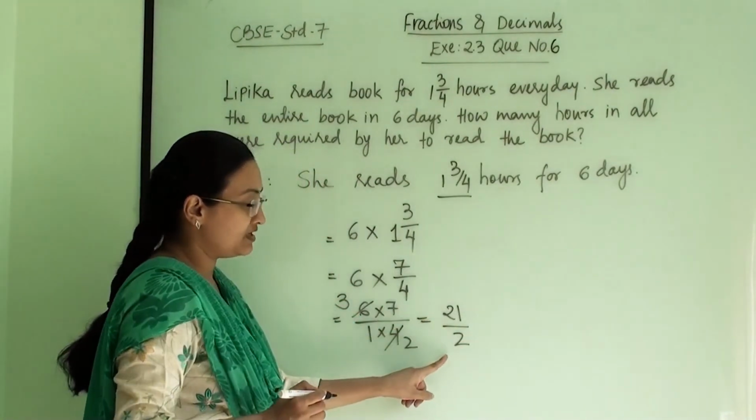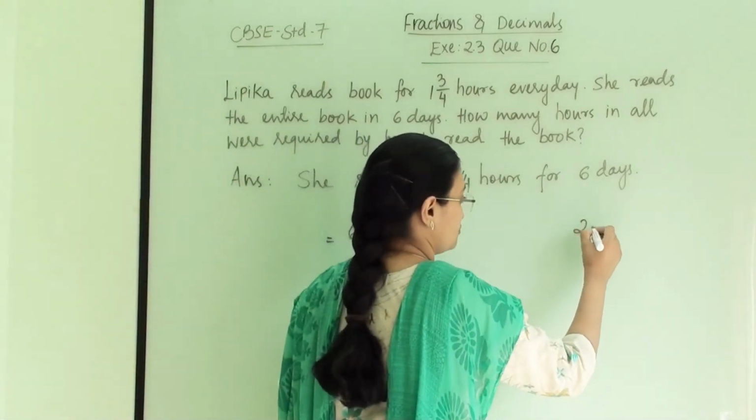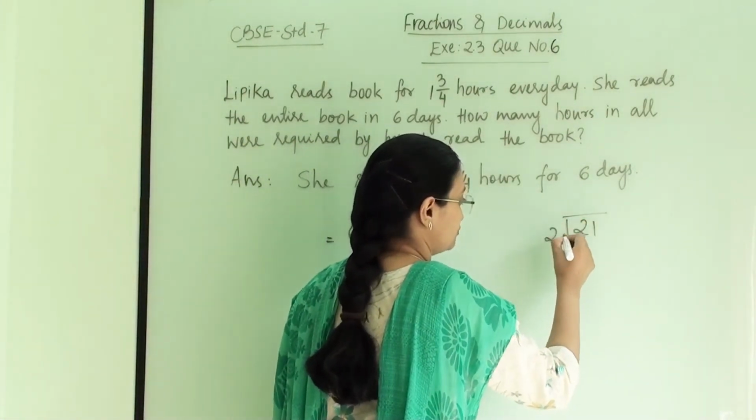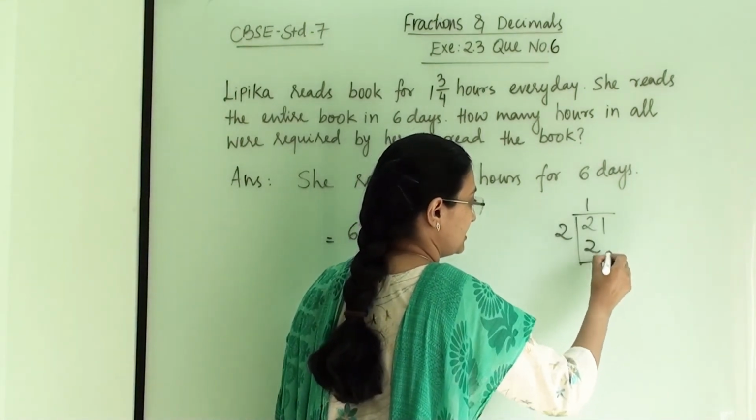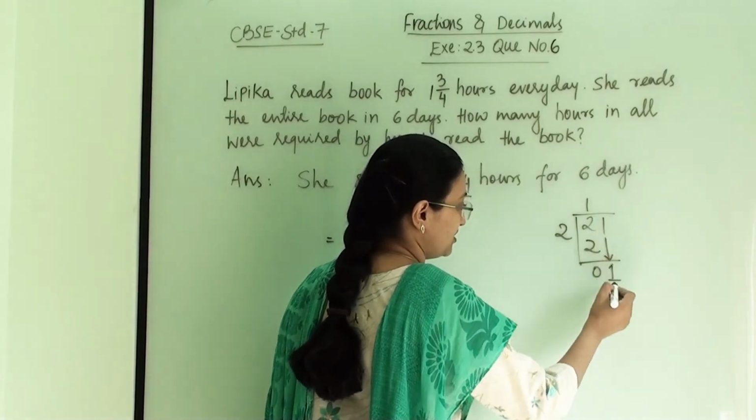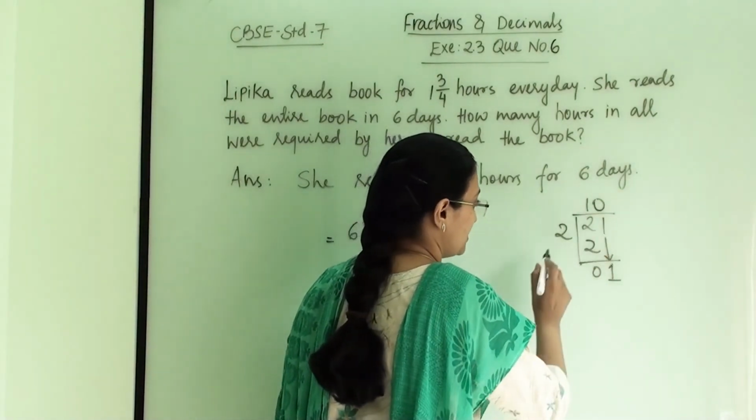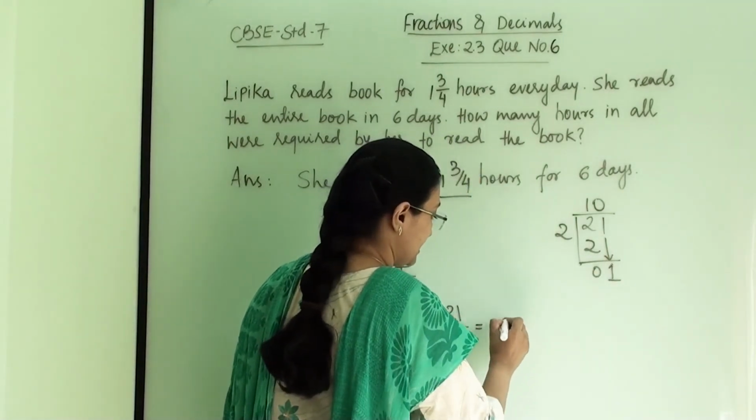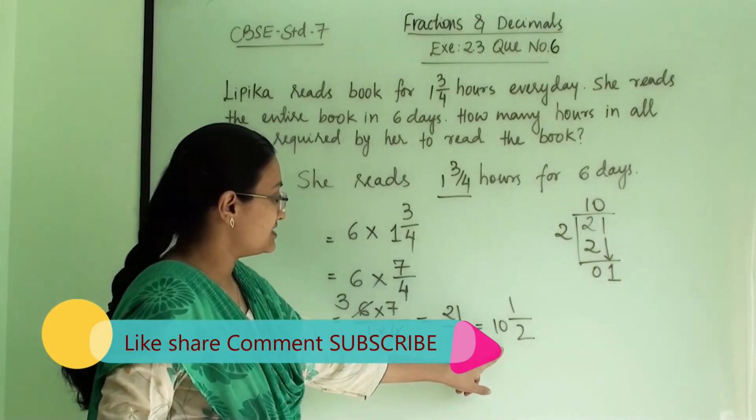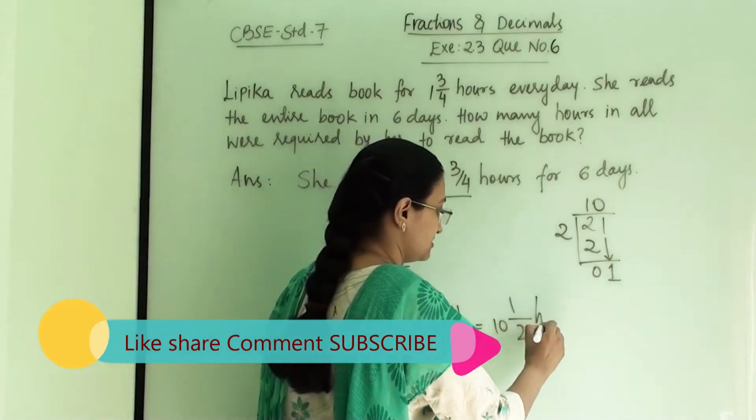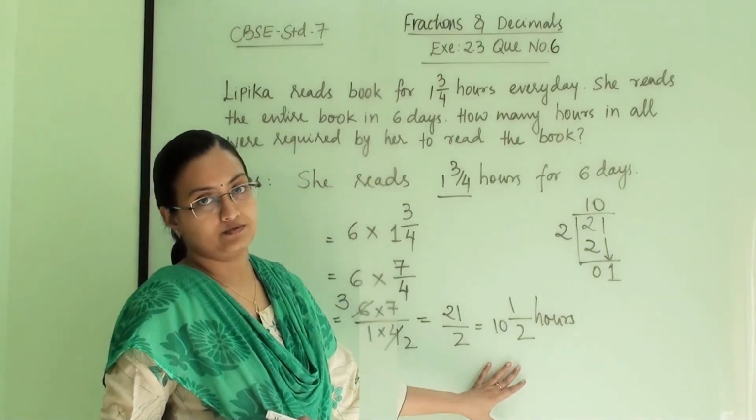So 21 divided by 2, again we have to convert it into mixed fraction. So 21 divided by 2. So 2 1s are 2, we will get then 0 and 1, that we have taken from here. Now 1 we cannot divide, so here we will put 0. So the answer is 10 1/2. 10 1/2 is our answer. So this many hours she will read to complete the book.